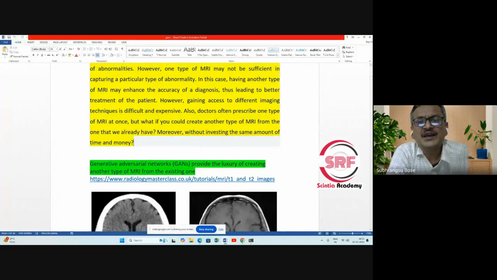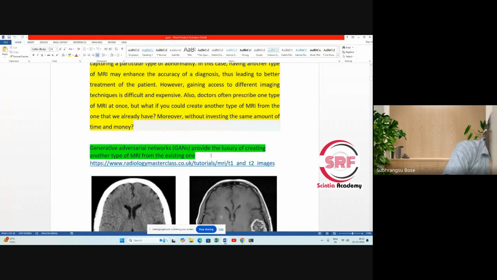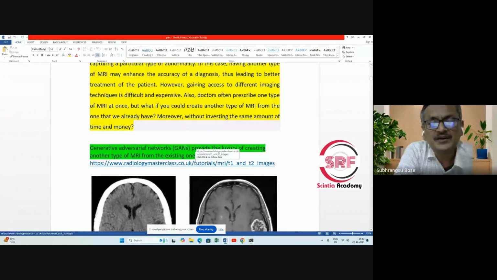Having another type of MRI may enhance the accuracy of diagnosis, thus leading to better treatment of the patient. However, gaining access to different imaging techniques is difficult and expensive. Also, doctors often prescribe one type of MRI at once. But if you could create another type of MRI from one that we already have, without investing the same amount of money and time, in this case, generative adversarial network provides a solution.